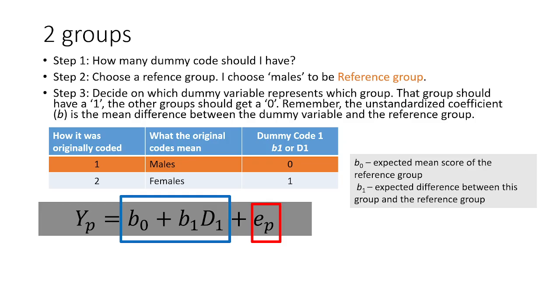My intercept points to my reference group. My new B points to my comparison group, right? Remember, we're always in comparison with each other. That is your expected score for your reference group, which is the males. This now is going to be the difference between your reference group and your comparison group. Right? We'll expand it more.